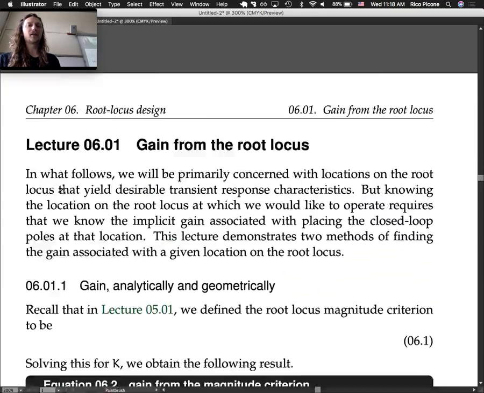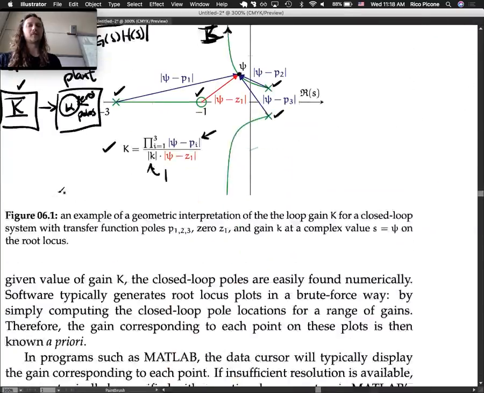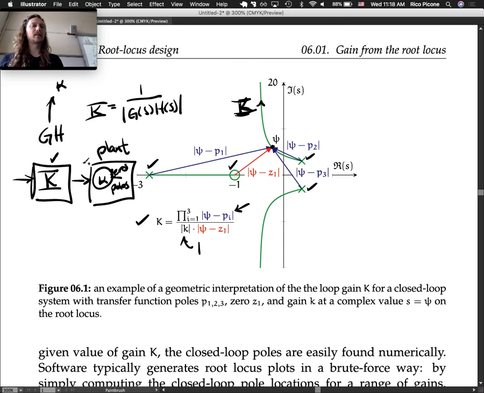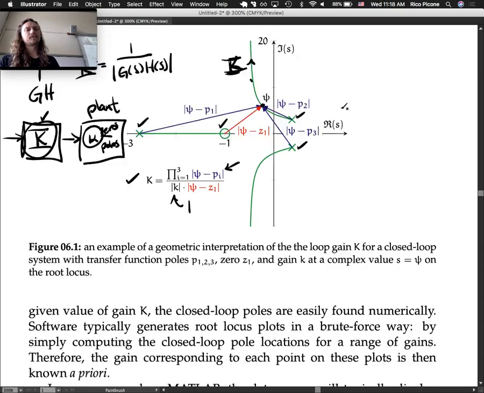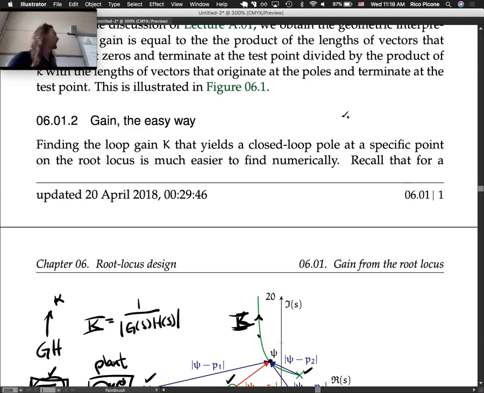So we're trying to find the gain big K that corresponds to closed loop pole locations that have the properties we want, that have the performance criteria that we want. So there's an easier way. So there's the way, the geometric way.